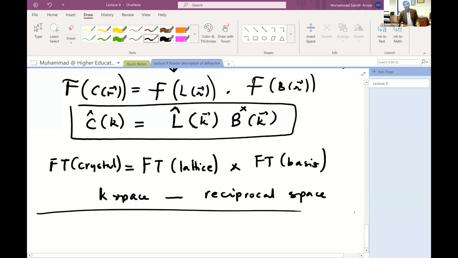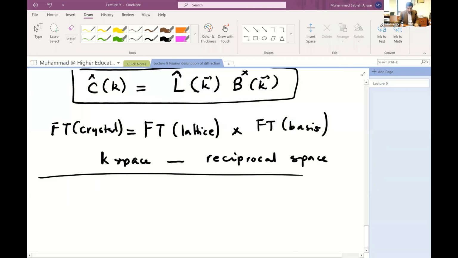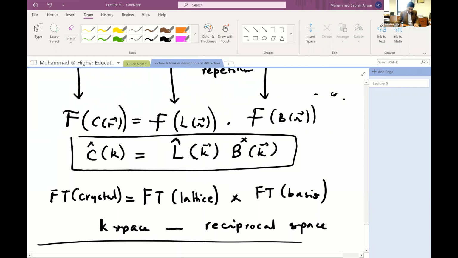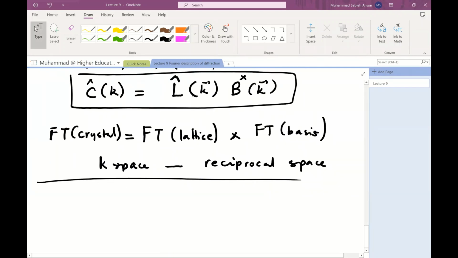Now, what does this have to do with diffraction? Let's see. So, if I were to find out the, yes, Mariam. Sir, how has the convolution sign changed under the Fourier transform?